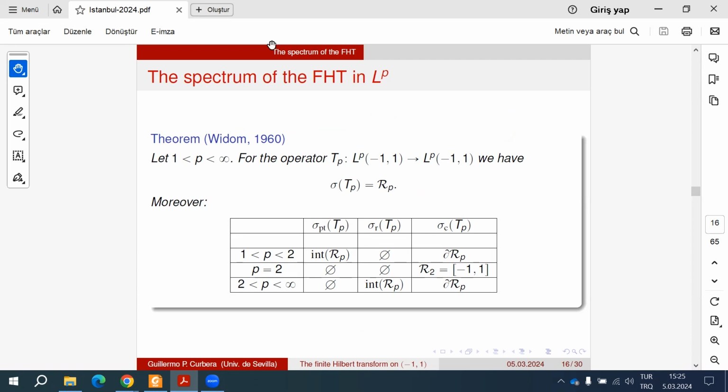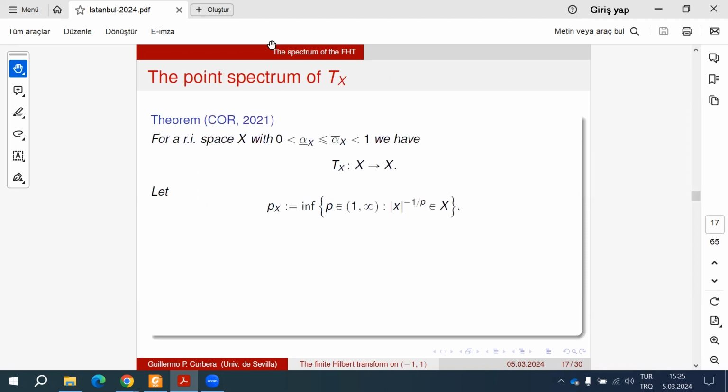Perfect. Now, find the spectrum: point, residual, and continuous spectrum. For P between 1 and 2, point spectrum is the interior, residual spectrum empty, continuous the boundary of that shape. For P equals 2, no point spectrum, no residual spectrum, only continuous spectrum, which is the segment from minus 1 to 1 closed. For P between 2 and infinity, empty interior, boundary. This theorem is beautiful and sharp.